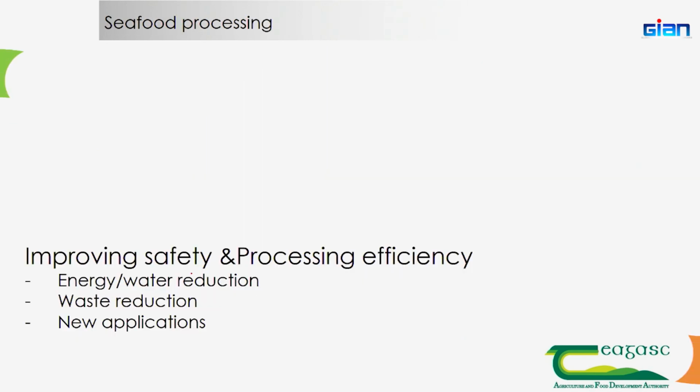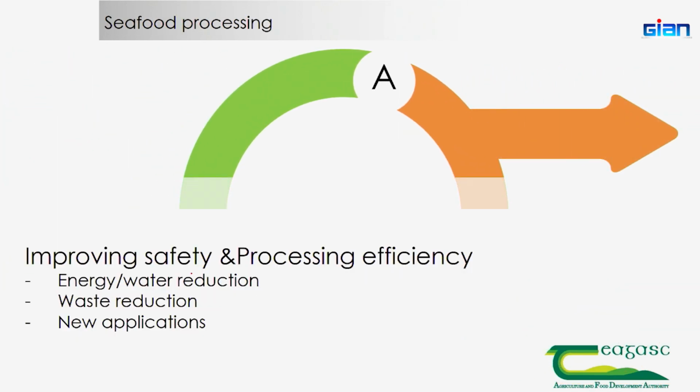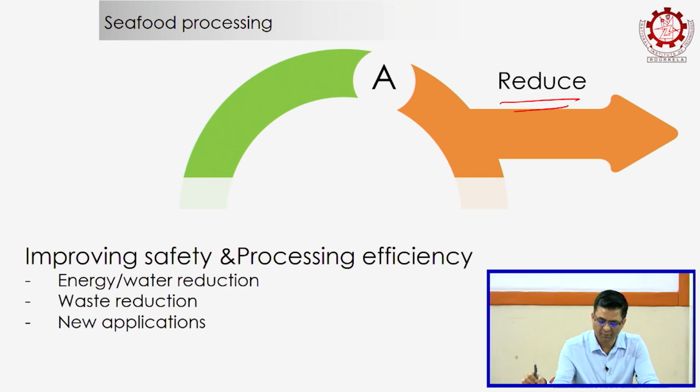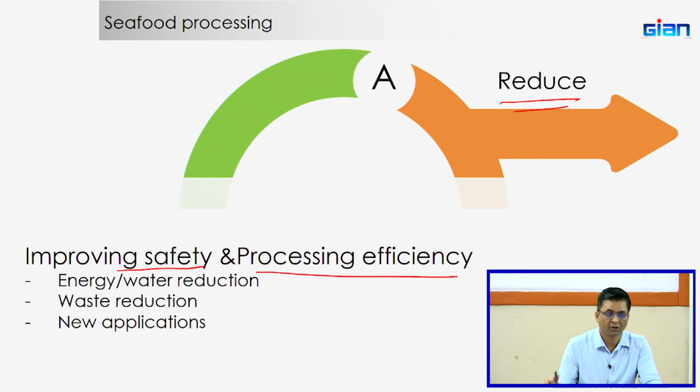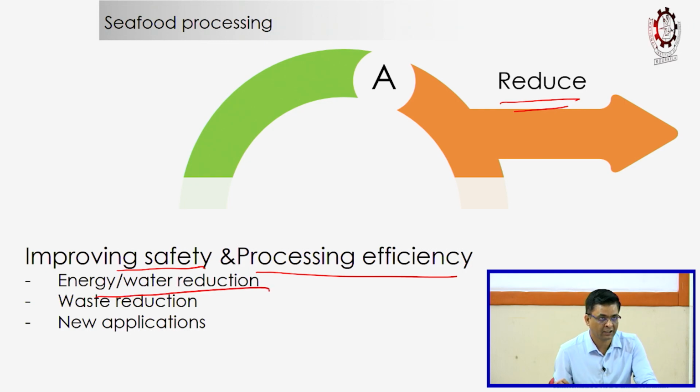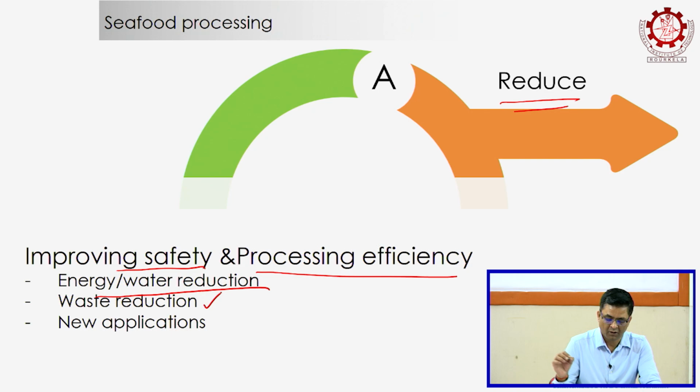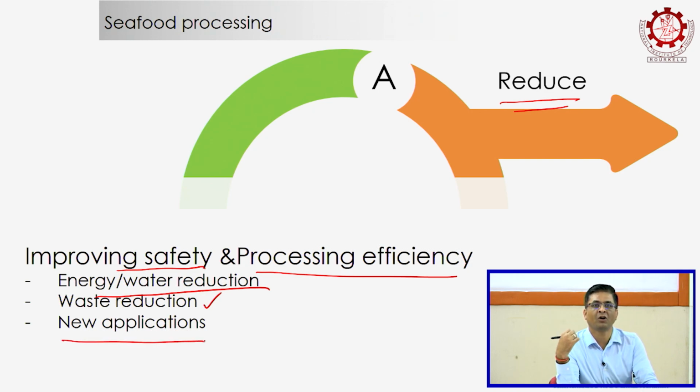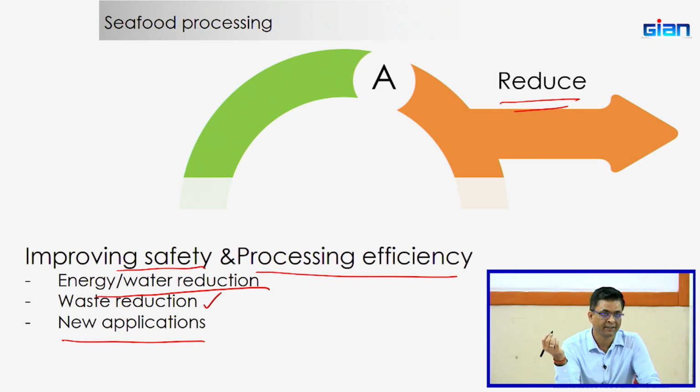And then the first one to do is reduction. When it comes to reduction in that term, one is improving the safety profile and process efficiency. When I say reduction, it is reduction in usage of energy and water in the food processing, reducing the waste, or developing new applications or new food products. This is what is meant by reduction.